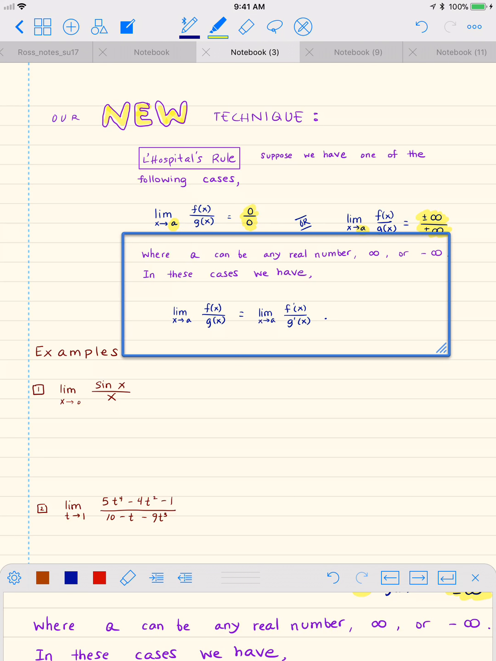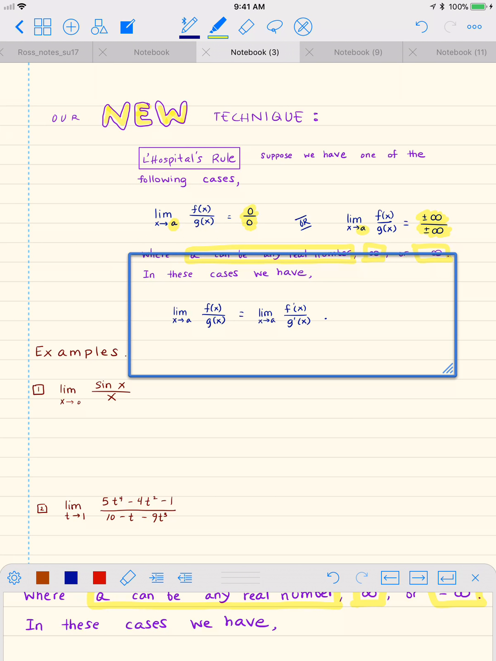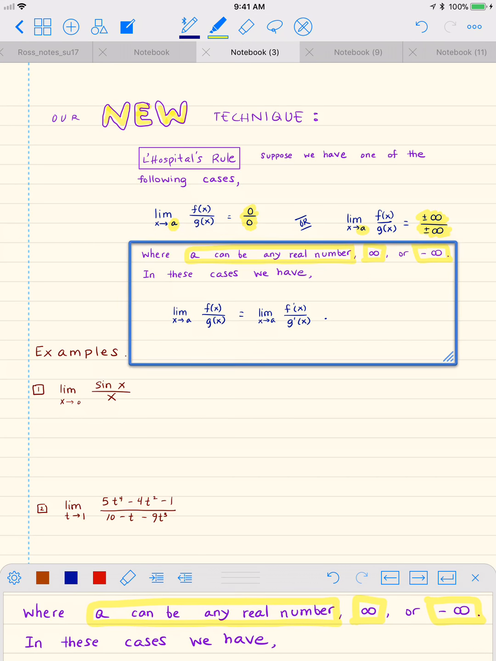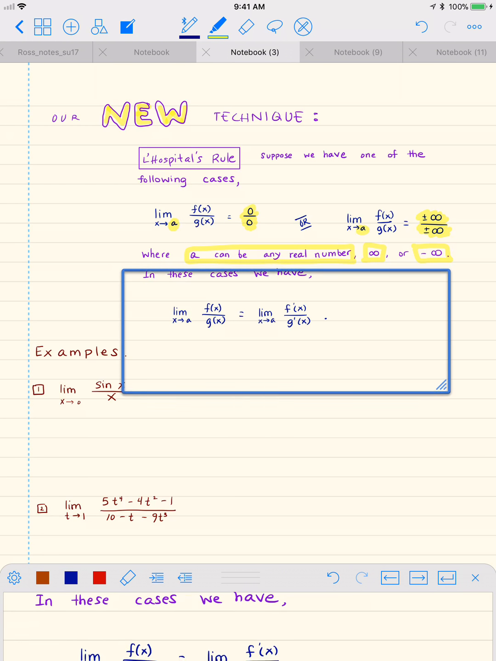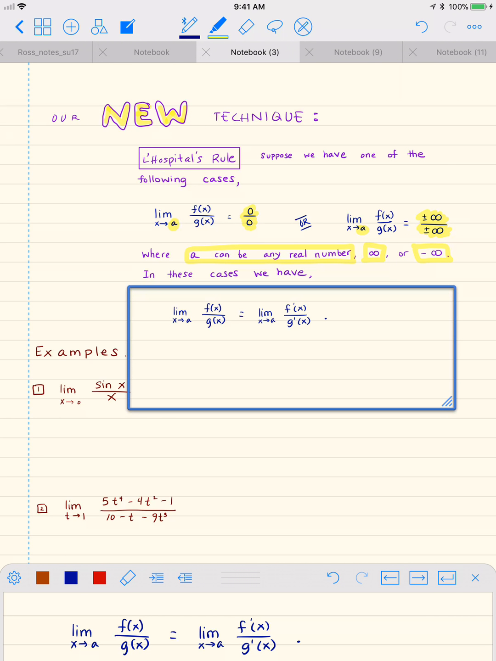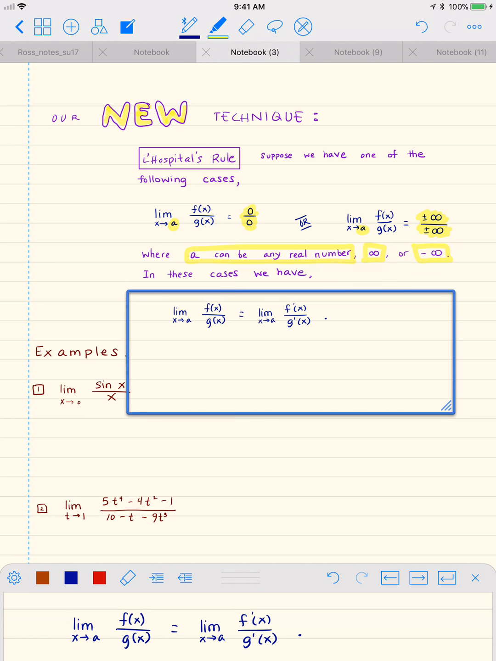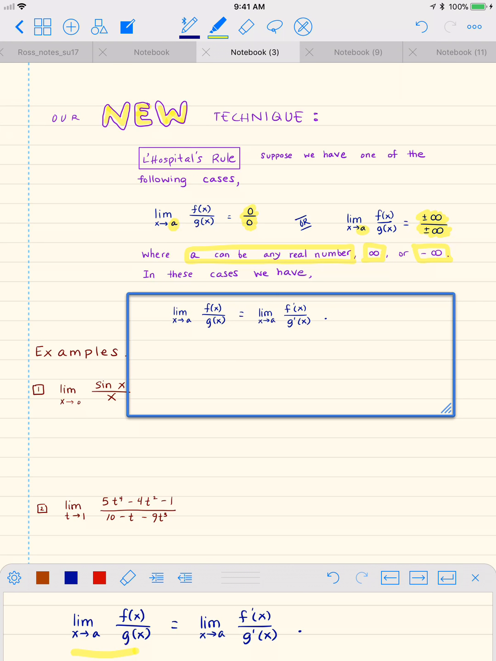A could be a real number. So a can be any real number. A can also be positive infinity. A can be negative infinity. So we're talking about infinite limits. We're talking about regular limits. L'Hopital's rule says that your original limit is equal to the limit of the ratio of the derivatives.